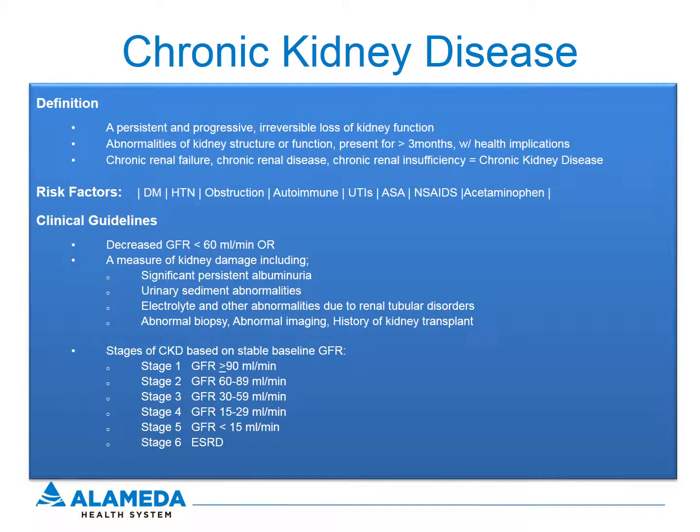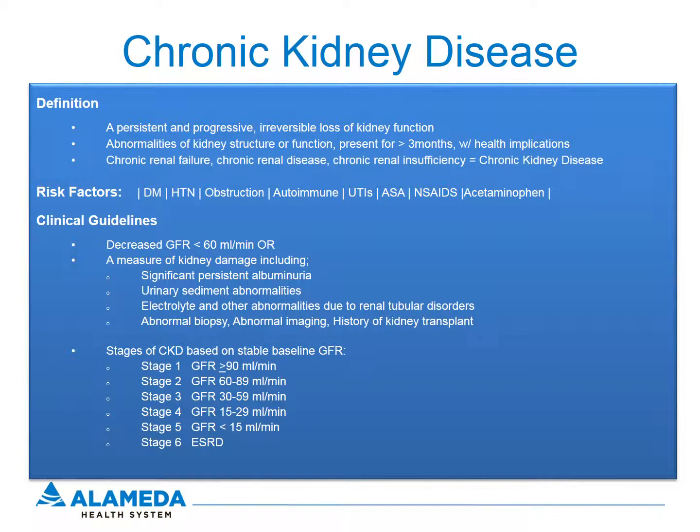So what are the clinical guidelines? The clinical guidelines are a decreased GFR less than 60 mL per minute, or you can have a measure of the kidney damage, which includes persistent albumin in the urine, urinary sediment abnormalities, electrolyte or other abnormalities due to renal tubular problems, or an abnormal biopsy, abnormal imaging, or a history of a kidney transplant.